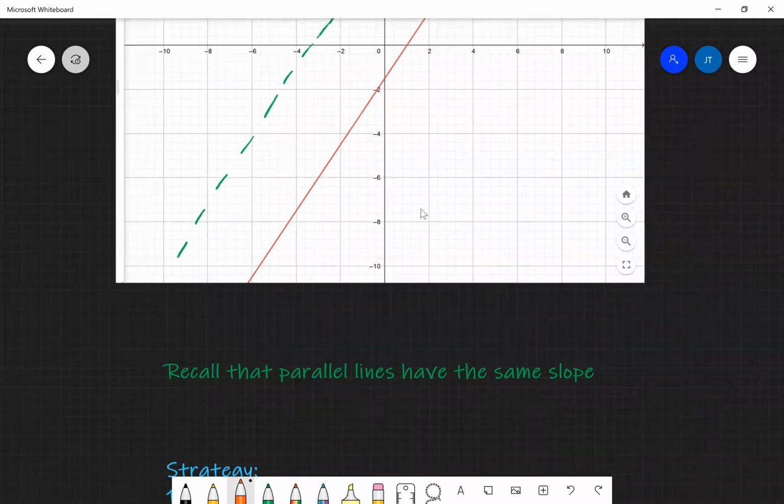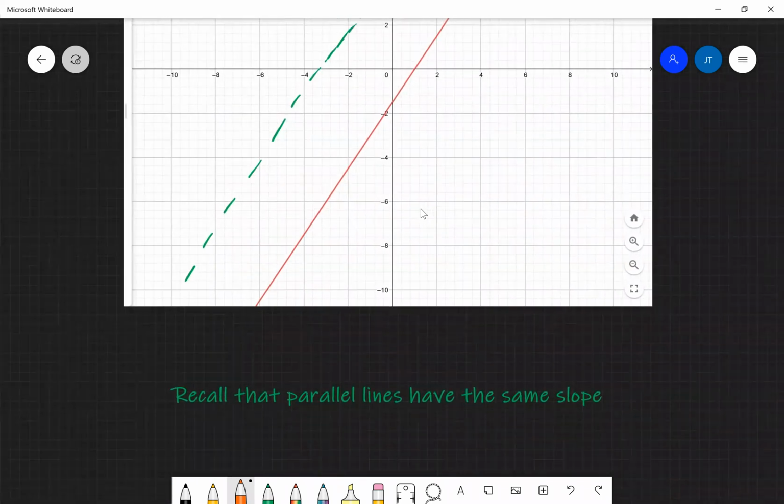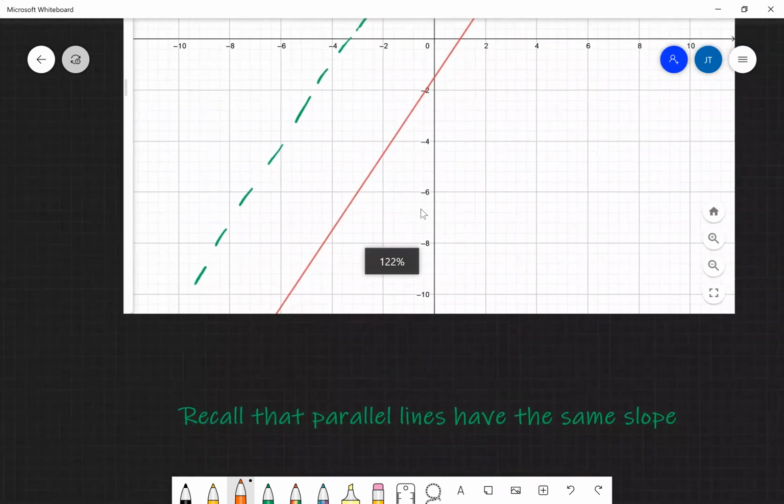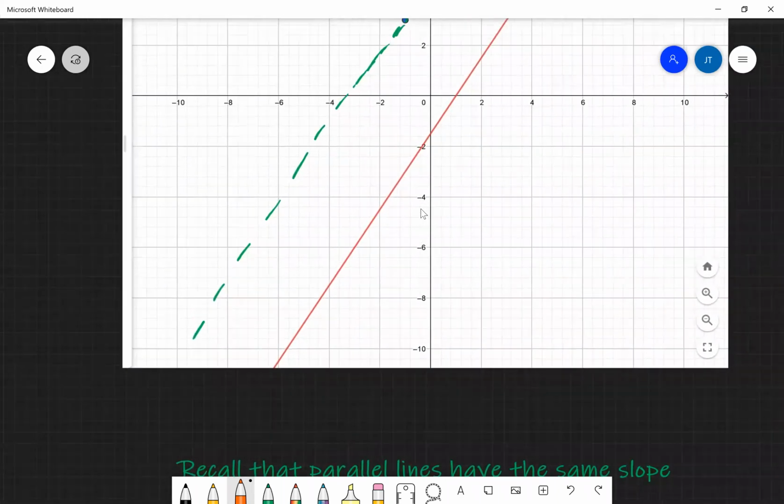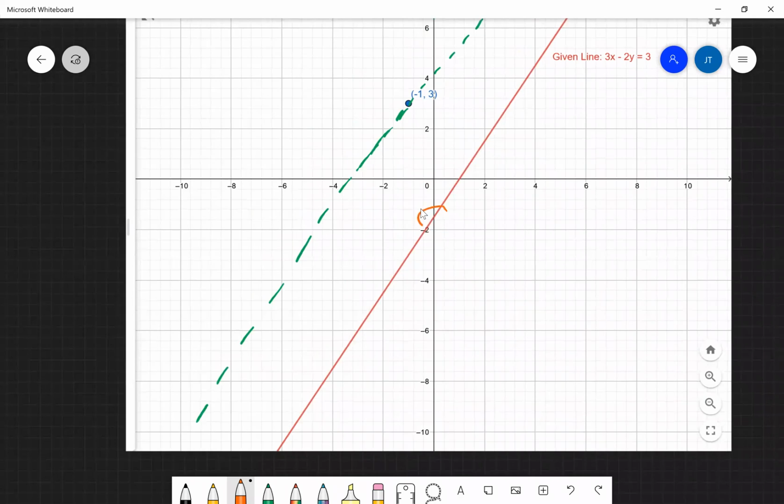Also, you want to recall that parallel lines have the same slope, different intercepts. This one here's one intercept, here's the other intercept. Otherwise, they'll sit on top of each other.